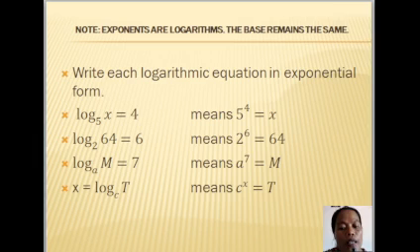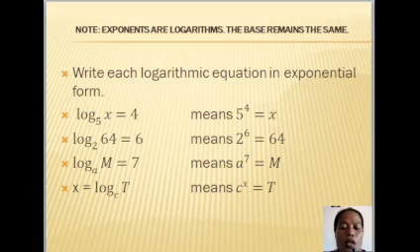The first one is logarithm of x to the base 5 is equal to 4. The base here is 5 and the logarithm here is 4. If we convert that to exponential form, the base is still 5 and the exponent will be 4: 5 to the power of 4 is equal to x. Next, logarithm of 64 to the base 2 is equal to 6. Still the base is 2 here and the logarithm is 6. Remember, exponents are logarithms. So we have 2 to the power of 6 is equal to 64.